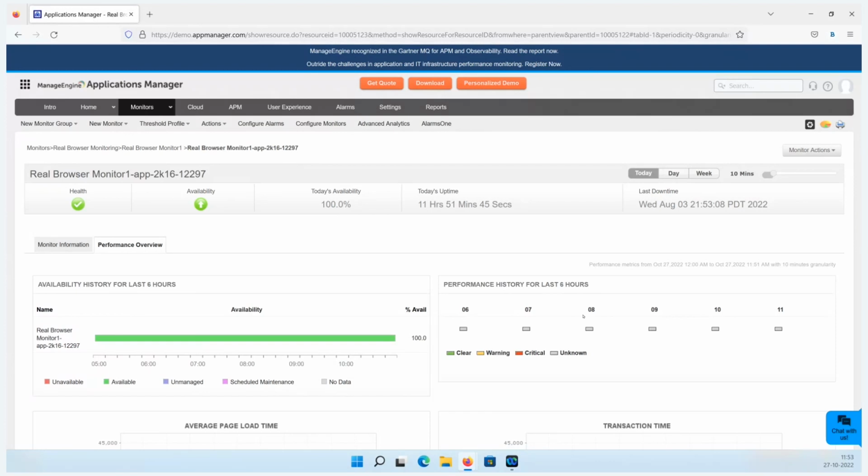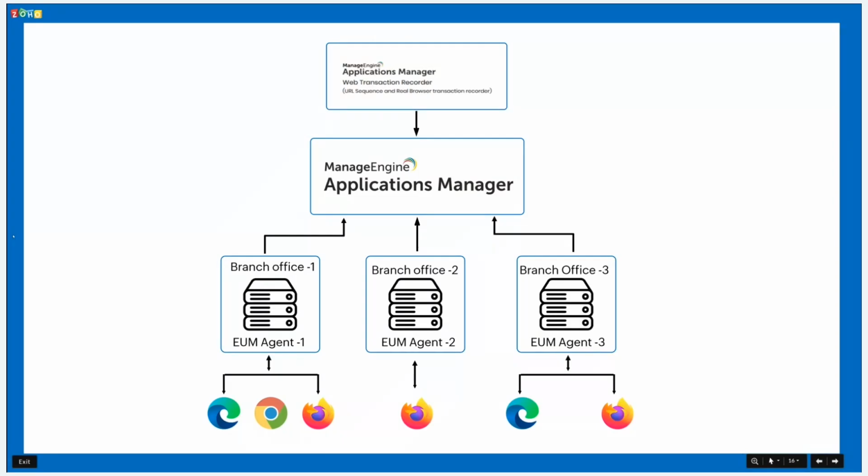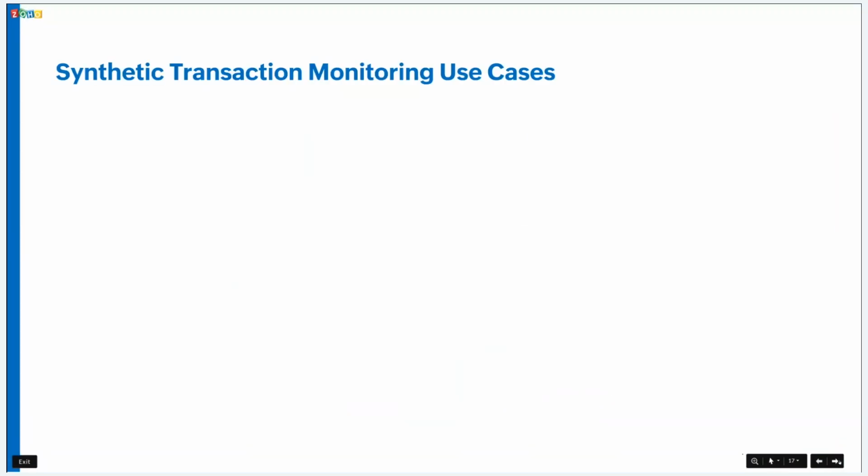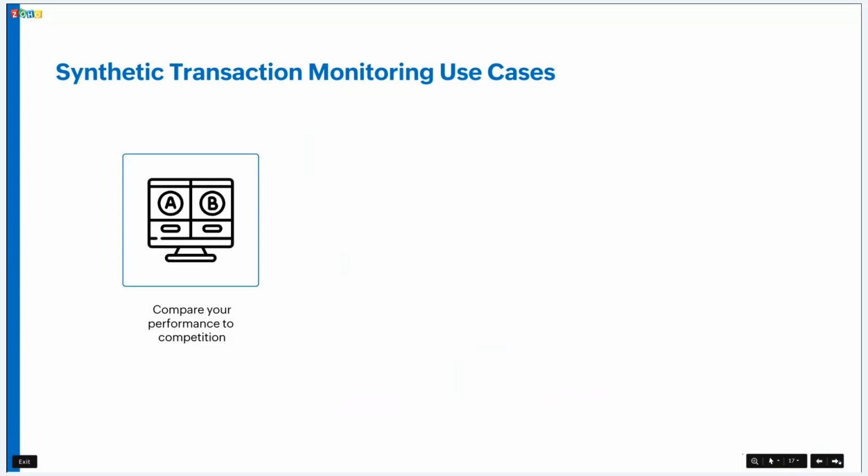So let's see some of the use cases of this real browser monitoring. With synthetic transaction monitoring, you can set up benchmark scenarios to see how your applications are performing over time. You can also benchmark your company's performance against top competitors within a certain historical time frame or within a specific geographical region. This approach will help you establish a strategic outlook and preserve competitive advantage in the marketplace.